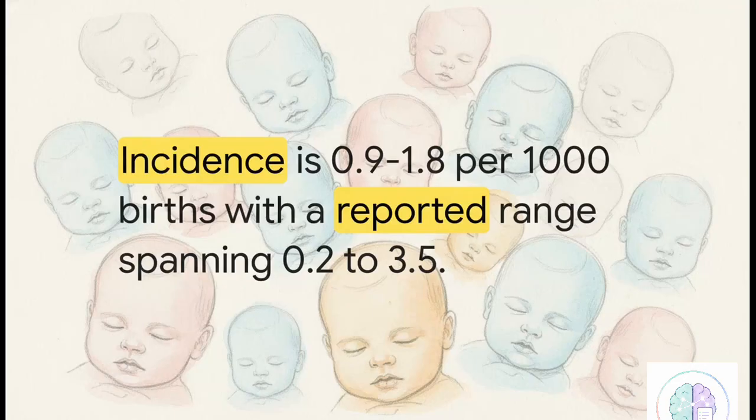When we narrow our focus specifically to congenital cases, meaning the condition is present right at birth, the incidence is approximately 0.9 to 1.8 per 1,000 births. Depending on the reporting criteria and the geographic data, that range can sometimes span anywhere from 0.2 all the way up to 3.5 per thousand. It is a massive, highly significant condition in the world of pediatric neurosurgery.